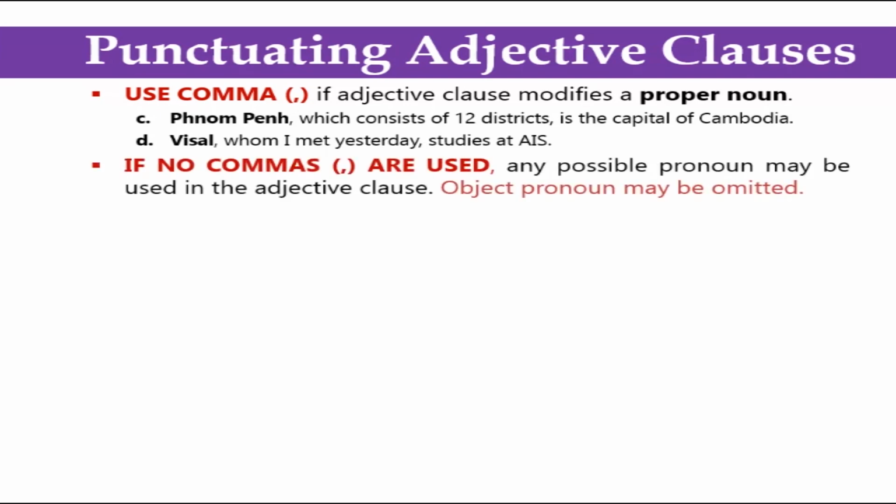If no commas are used, any possible pronoun may be used in the adjective clause. The object pronoun may be omitted. Example E. The girl whom I love is adorable. The girl that I love is adorable. The girl I love is adorable.